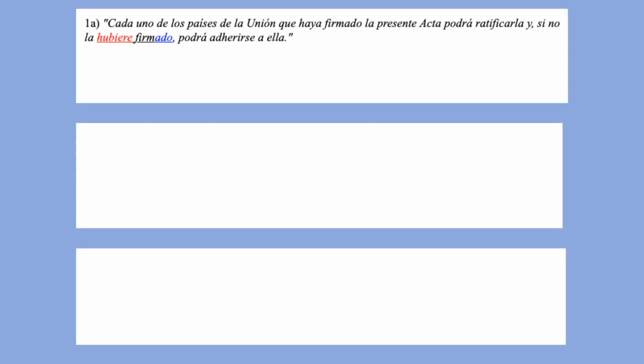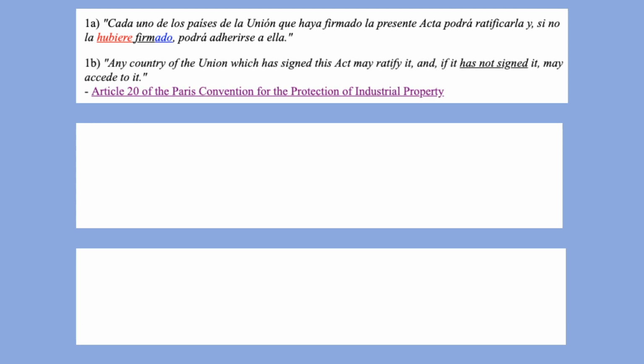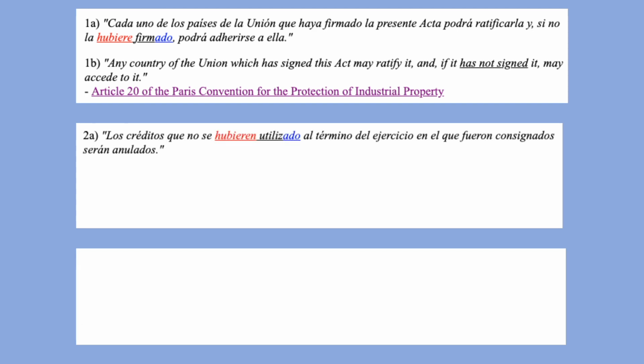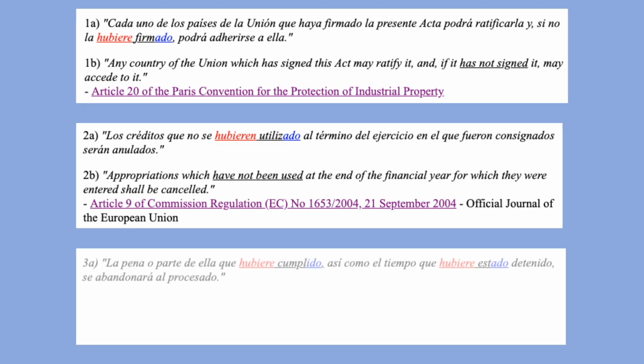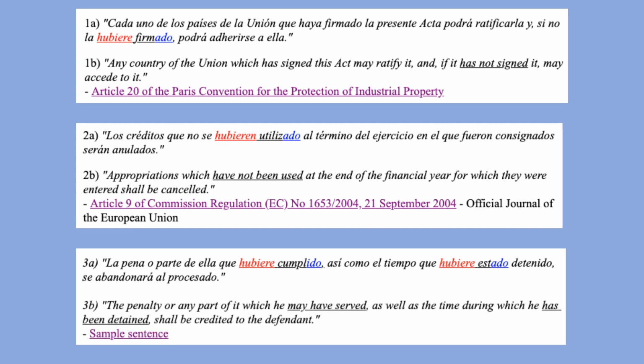Cada uno de los países de la Unión que haya firmado la presente acta podrá ratificarla y, si no la hubiere firmado, podrá adherirse a ella. Los créditos que no se hubieren utilizado a término del ejercicio en el que fueron consignados serán anulados. La pena o parte de ella que hubiere cumplido, así como el tiempo que hubiere estado detenido, se abandonará al procesado.